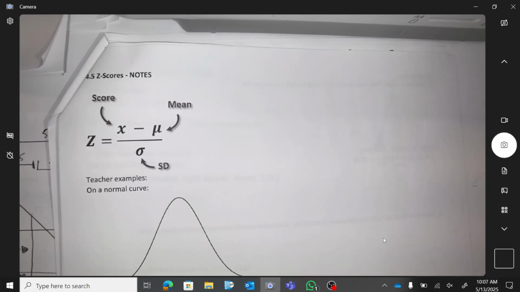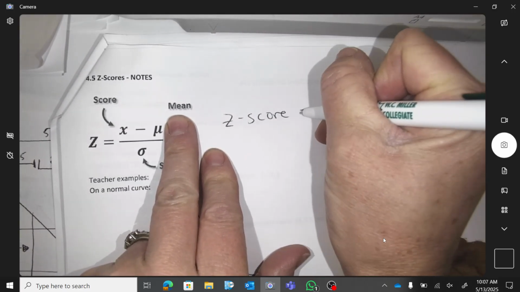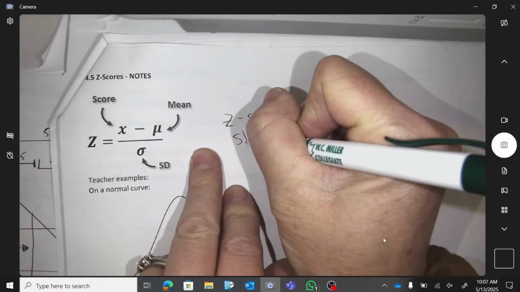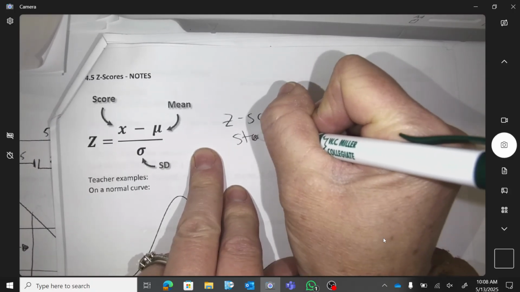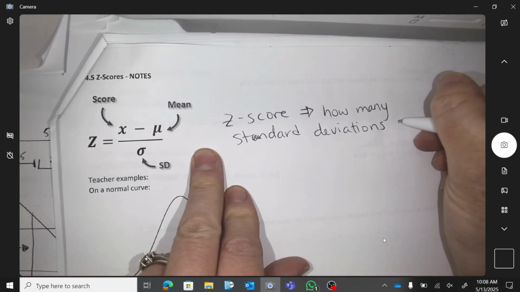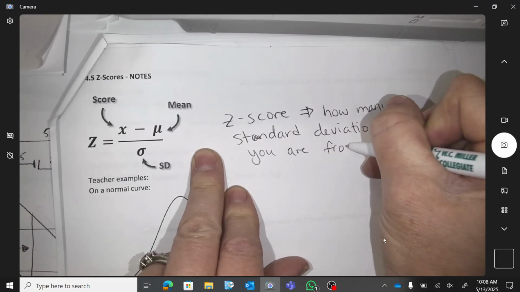Okay, so today we're going to learn about Z-scores and what Z-scores are. A Z-score tells you your position, how many standard deviations you are away from the mean. So the Z-score definition is how many standard deviations away you are from the mean.